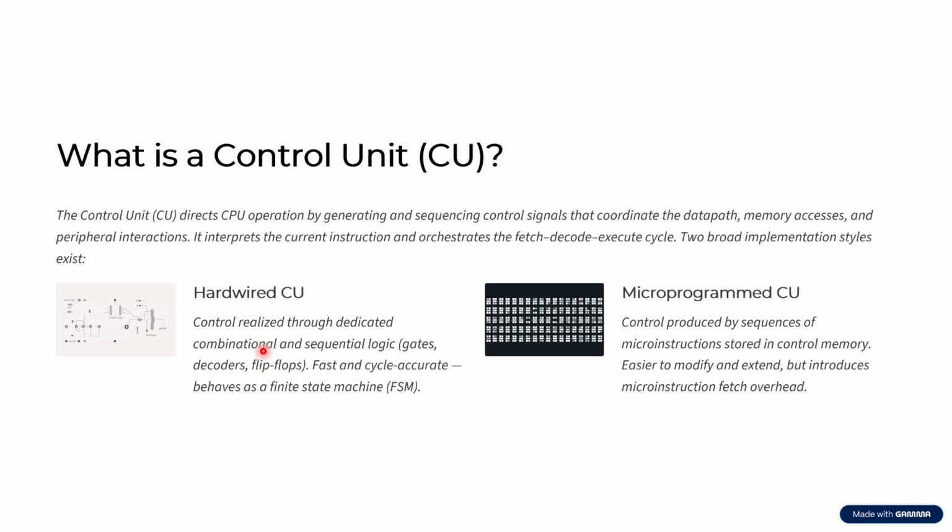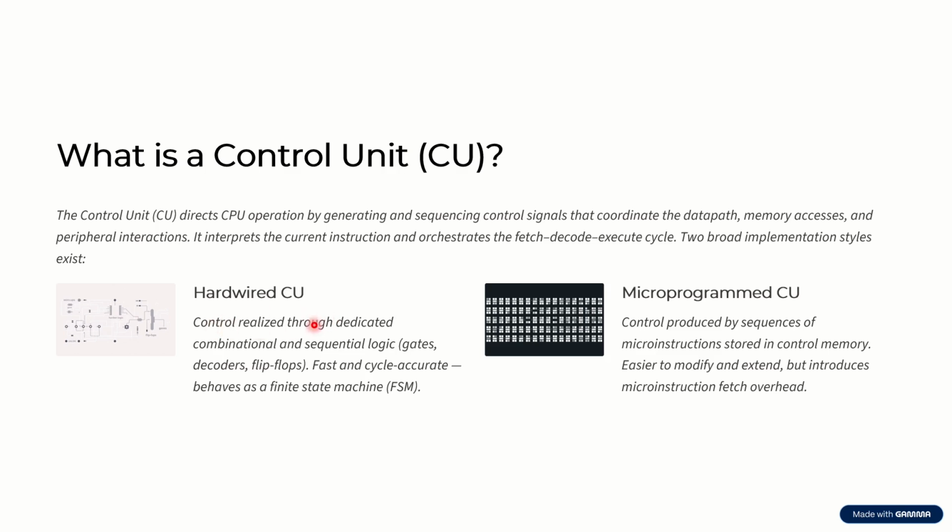First, we will try to learn about the topic: what is a control unit. The control unit, or CU, directs the CPU operations by generating and sequencing control signals that coordinate the data path, memory access, and peripheral instructions. It interprets the current instruction and orchestrates the fetch, decode, execute cycle. Broadly, two implementation styles exist.